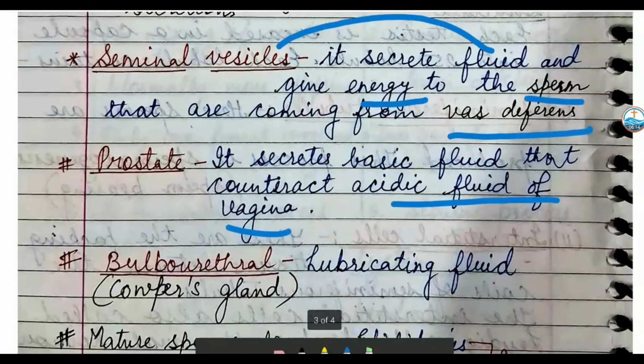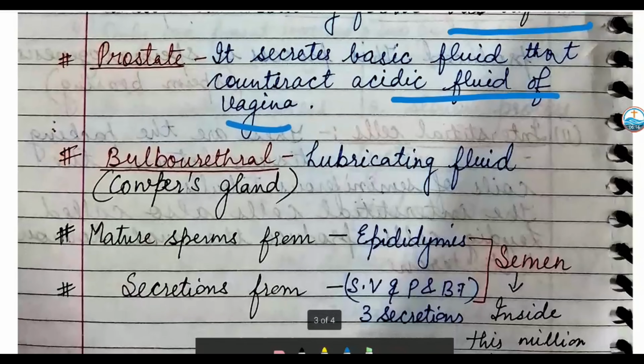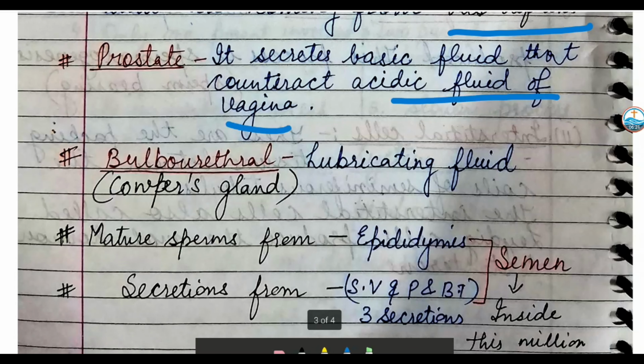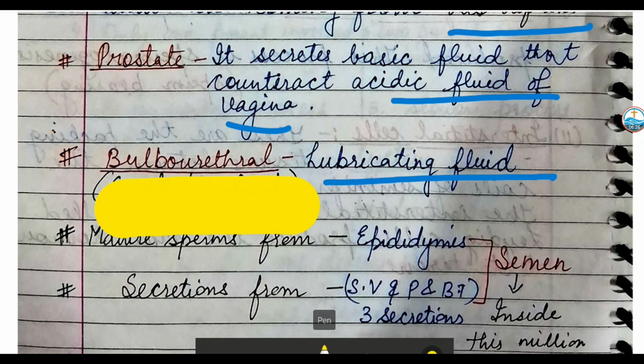Then the next is the bulbourethral gland, which is also known as Cowper's gland. It secretes a lubricating fluid. It is also known as Cowper's gland.